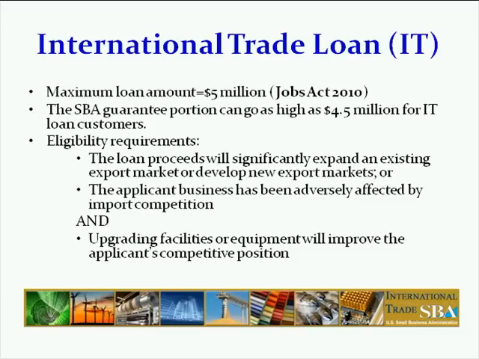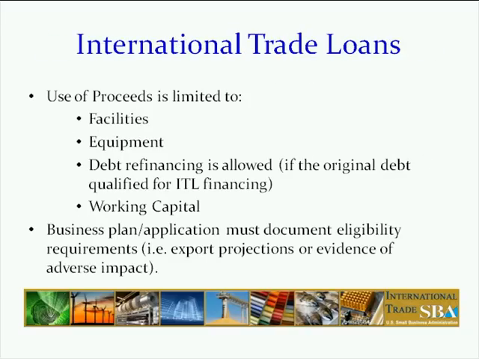The next product I want to talk about is the International Trade Loan. This, too, as it was impacted by the Jobs Act, was increased from $2 million to $5 million. And again, full 90% guarantee. The eligibility requirements are virtually the same. However, this loan program can also help significantly expand an export market or develop new export markets. And it's typically used for upgrading facilities or equipment, i.e. capital equipment, capital expenditures that will improve the applicant's competitive position in the global marketplace. The uses of proceeds can be to buy real estate, buildings, facilities, equipment. It's also going to be used for debt refinancing as well as working capital. The business plan application must document the eligibility requirements to determine that you are, in fact, being adversely impacted by imports.